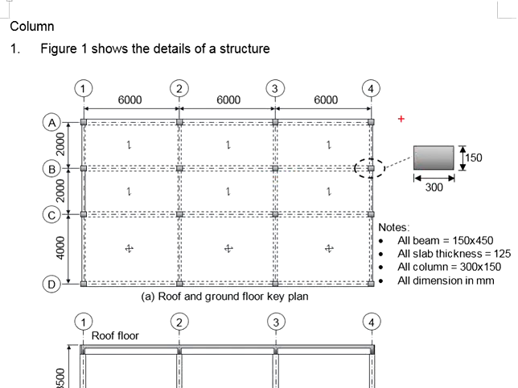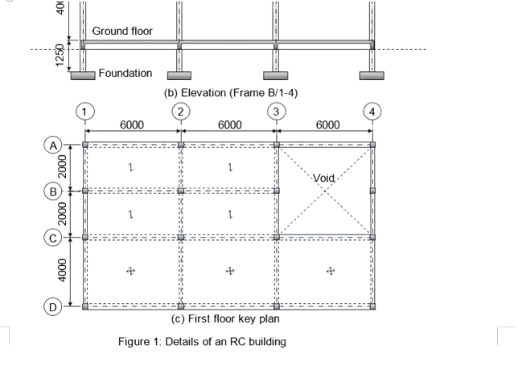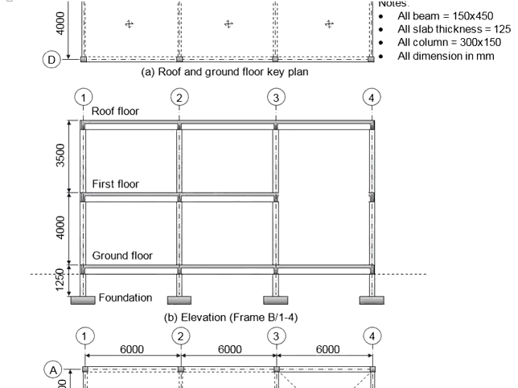The orientations and the dimensions of the column are as indicated here. All the beams joining the columns are 150 times 450s. From the first floor key plane, this is column B3. From the elevations, the ground floor column B3 will be this column.